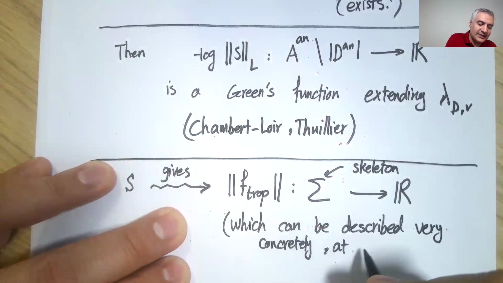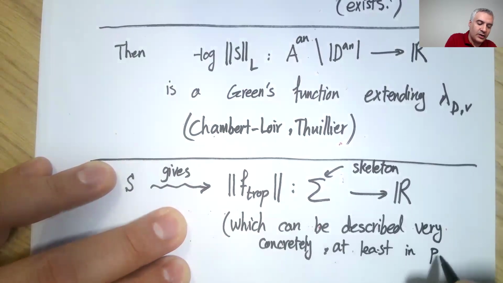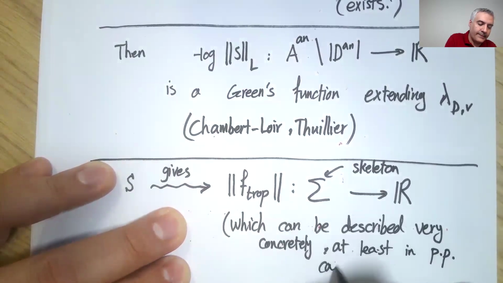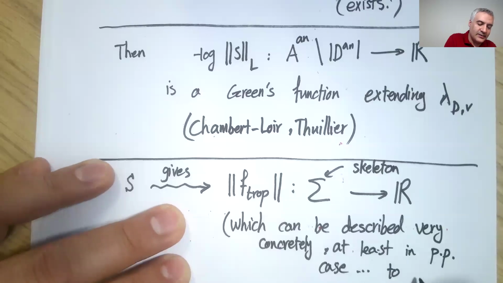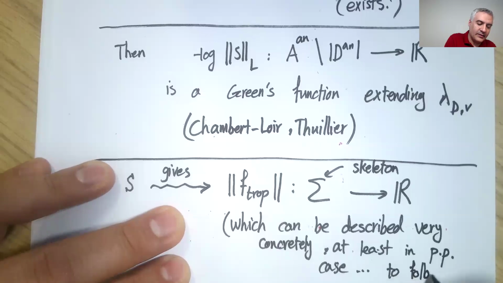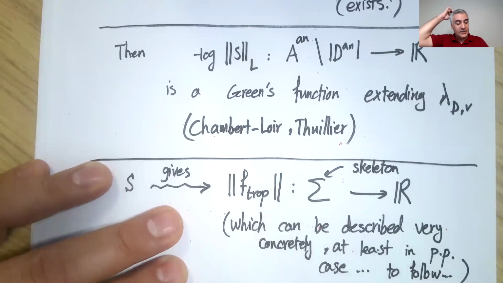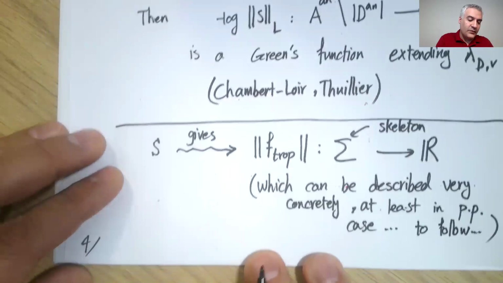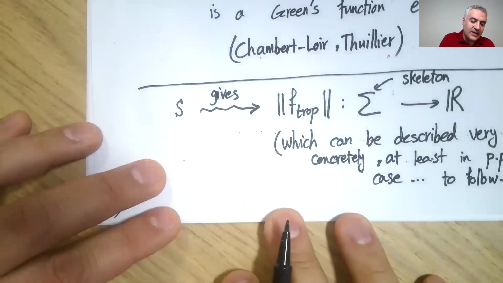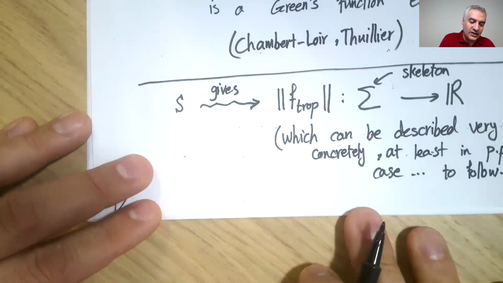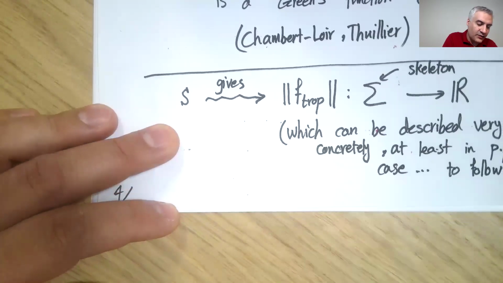And I will do that at least in the principally polarized case. I hope I will have time to follow. I'll talk about this. But for the sake of completeness, I'm going to give a definition. It's not a good definition. It's actually a corollary of our theorems.